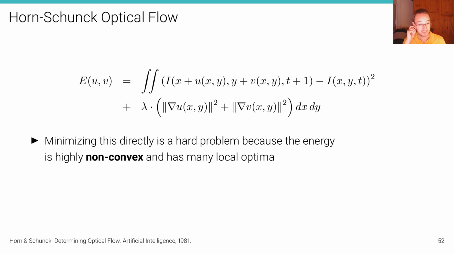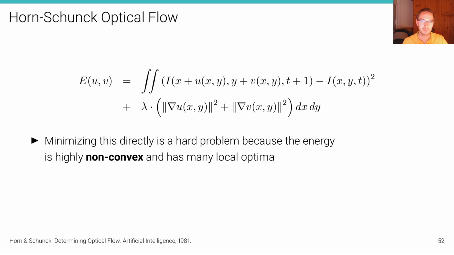Minimizing this directly, so this is the same equation from before, is a hard problem because the energy is highly non-convex and has many local optima. Why is it non-convex and has many local optima? It looks quadratic, so it seems like a simple thing to solve. Where exactly is this non-convexity and these local optima coming from? What do you think? Well, it's not coming from the regularizer. It's coming from the data term.